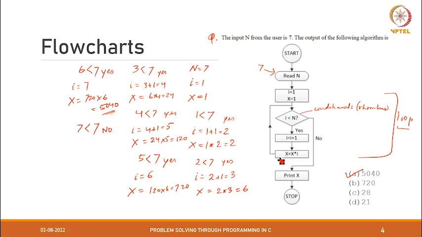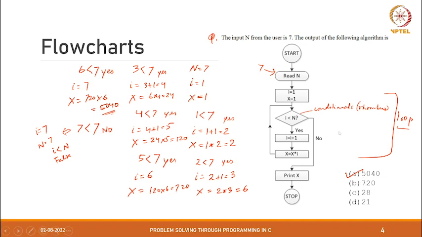And after that, when it goes back here at this point, i is 7 and n is 7. Now if you say i is less than 7, that is false, right? It is not true, because now both are equal. i is not less than n, so it is a false condition. Because it's a false condition, it will go down the no path and print x. x has the value of 5040, so it will print 5040. I hope that is now more clear.